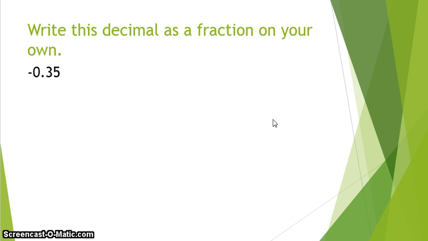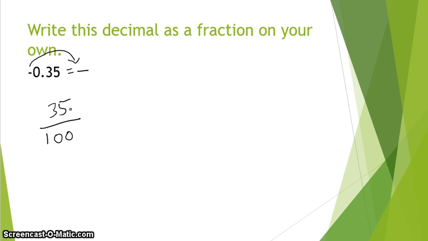So try writing this decimal as a fraction on your own and then go back and check your answer. So let's see if you got this right. So just like in the previous problem, we don't have a whole number here, but we do have a negative. So this negative is going to wait for us ahead of time. And then I'm going to write the non-zero part of my decimal, which is 35, over 1 with as many zeros as decimal places. So it's 1 with 2 zeros, which is 100. Then I need to reduce it.